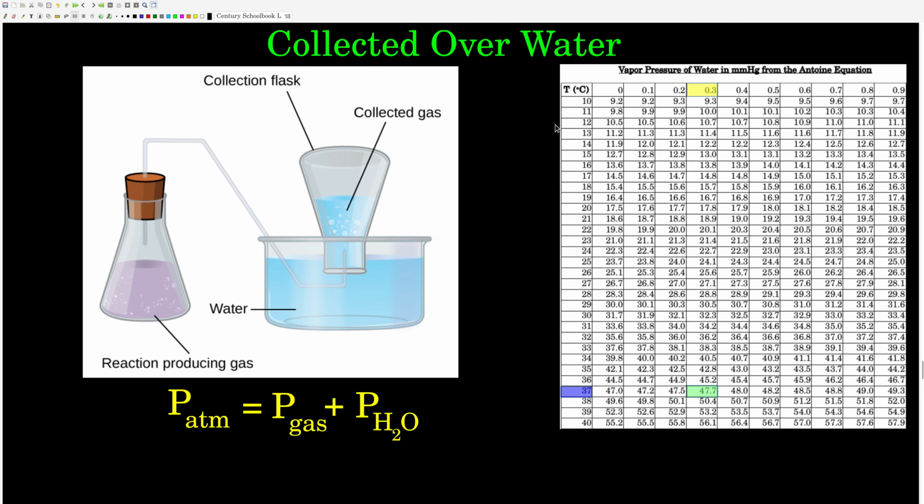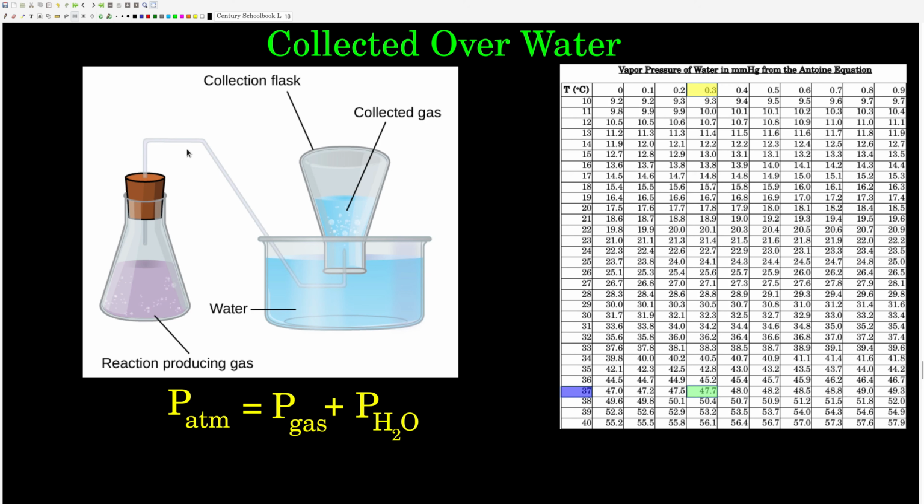To read this chart, you read to the ones place in the left-hand column and the tens place in the top row. Where that row and column intersect, that's the vapor pressure of water in millimeters of mercury. So if the temperature was 37.3 degrees Celsius, the vapor pressure of water is 47.7 millimeters of mercury. I got these numbers by using what's called the Antoine equation. So these are calculated, and they're pretty close. They do a pretty good job.